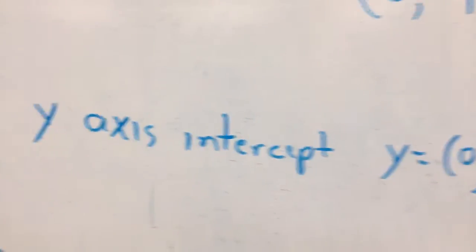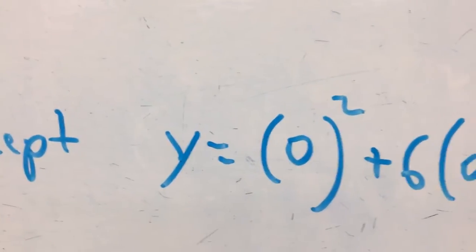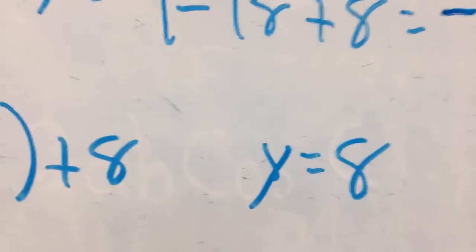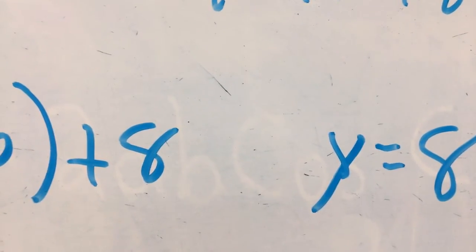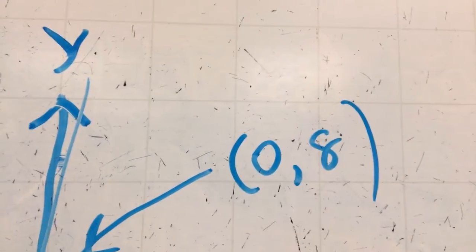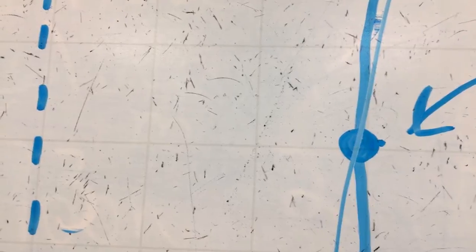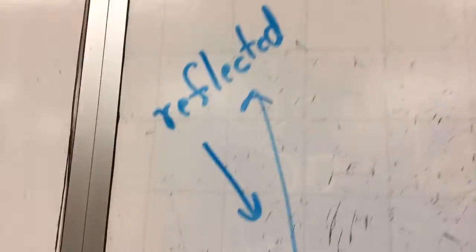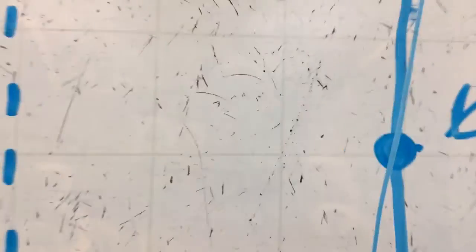All right? Now I need the y-axis intercept. Put a 0 in for x. 0 squared is 0. 6 times 0 is 0. And all you got left is the 8. There's your y-axis intercept. So I came over here and I plotted my y-axis intercept. 0, 8. Now, notice that this is 3 units to the right of the axis of symmetry. So I went over 3 units to the left of the axis of symmetry, and I put a dot. I reflected it. There it is.